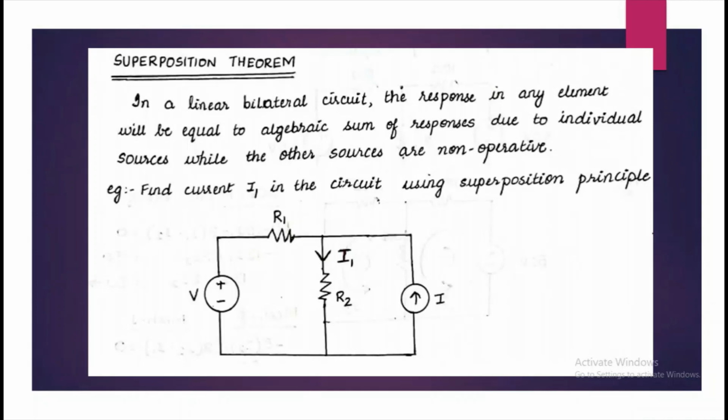So let's understand the meaning of this theorem. For example, consider the circuit which is given over here, and we have been asked to find the current I1 in the circuit using superposition principle. So we have two sources over here. One is a voltage source and the second one is a current source.